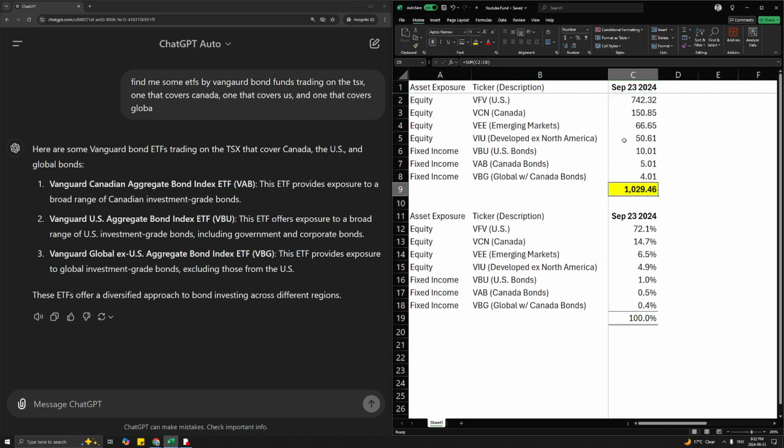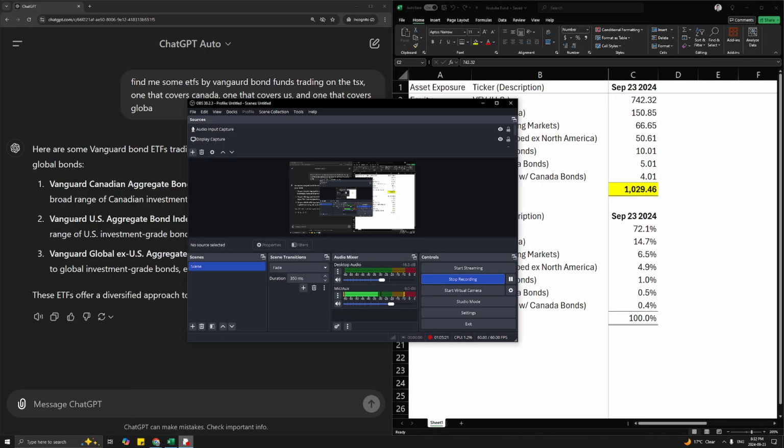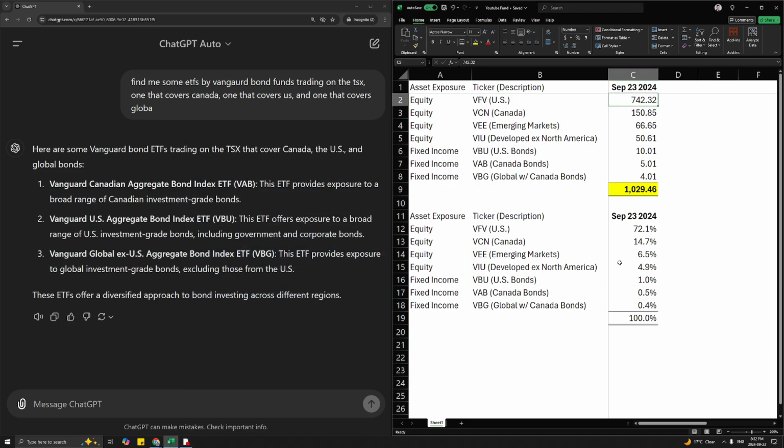Okay, VB. So we've got 1029.46 on September 23. This is what we've got. So we're already a little deviated. Let's see how much time we've got. We're 1 hour 5 minutes in, and we finally revealed our asset allocation. So we've got equity and fixed income. Our equity stake is 98% and 1.8% fixed income.